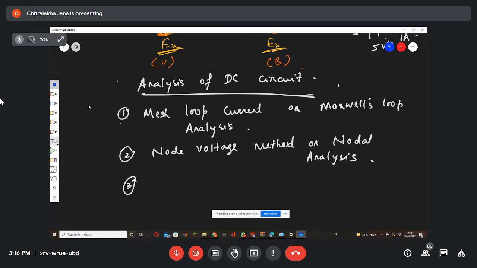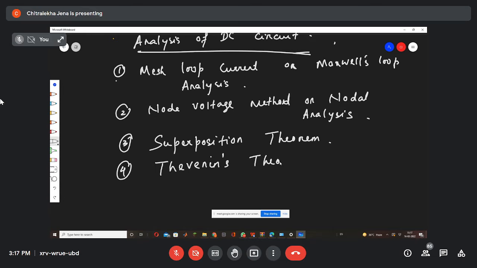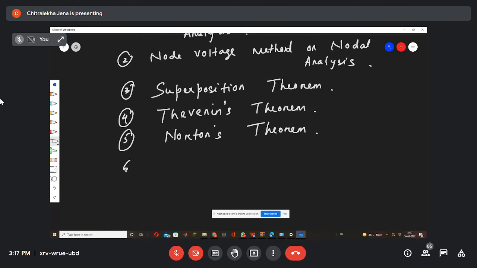The third one is the superposition theorem. The next one is Thevenin's theorem. The next one is Norton's theorem. The last one is star delta transformation, star to delta or delta to star transformation.